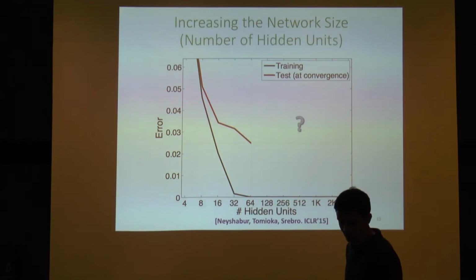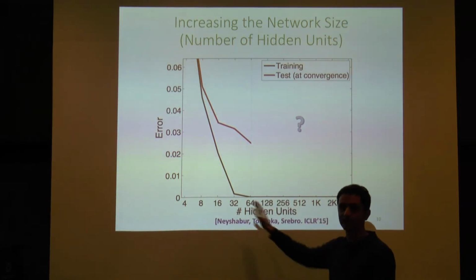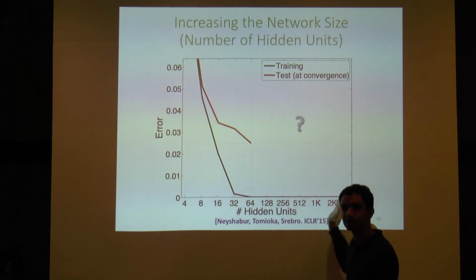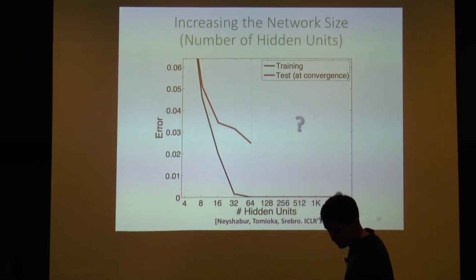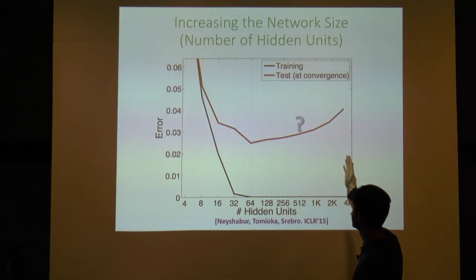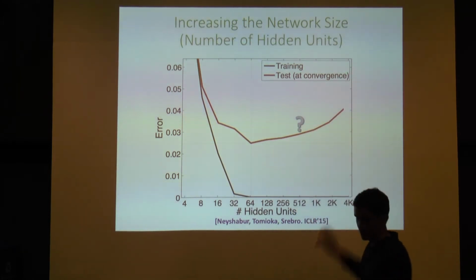The second question is what's going to be the generalization? I'm going to tell you about the training error first. The training error is going to be 0 no matter what the size is. This is one observation which contradicts what we had. And for generalization, we expect to see something like this, right? The generalization error should increase for larger networks.